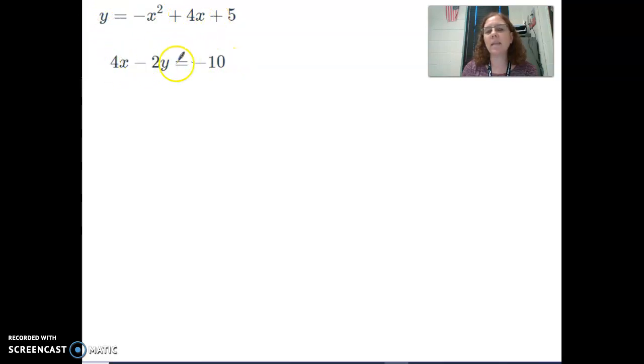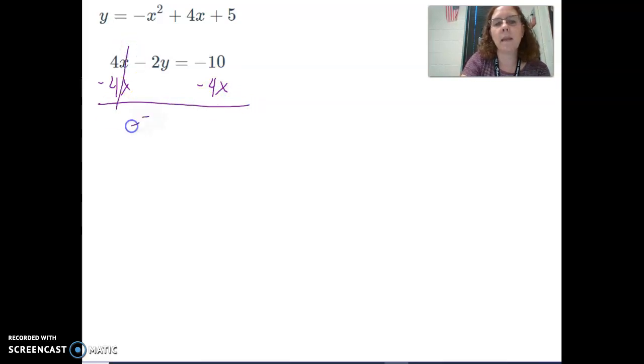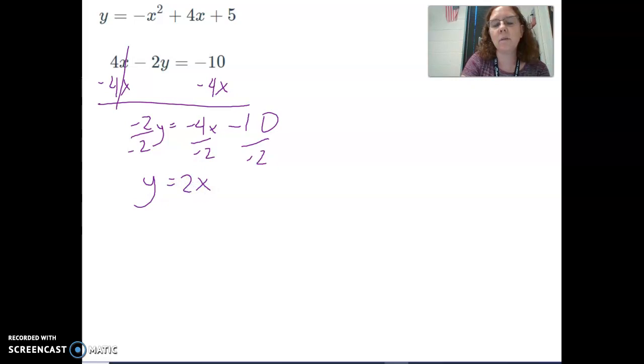But this one, I need to get y by itself. Because when we graph, remember we use the slope-intercept form. So that means I need to get y by itself. So I'm going to subtract 4x from both sides. And I have a negative still on that too. Don't accidentally drop your negative. All right, divide by negative 2 all the way across, working to get y by itself. Negative 4 divided by negative 2 is positive 2. Negative 10 divided by negative 2, positive 5. Okay, so now I'm ready to graph my line.